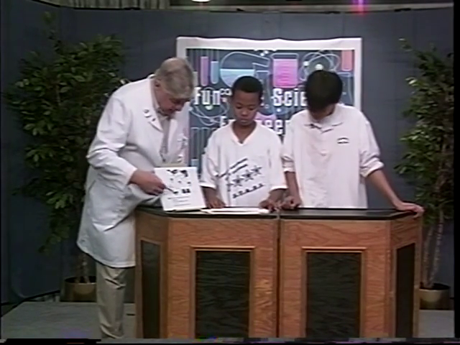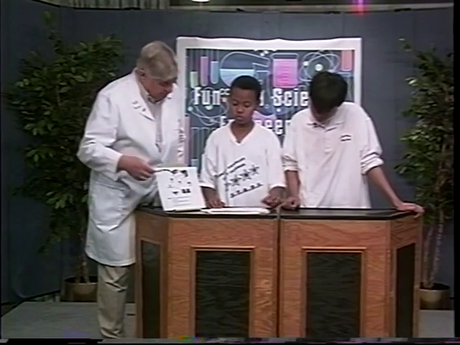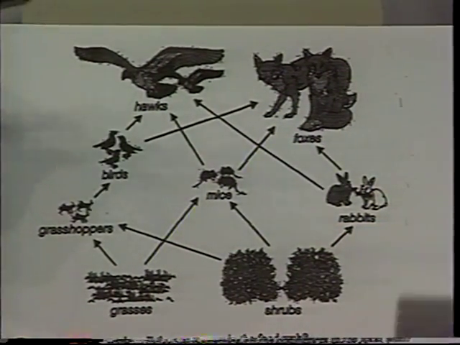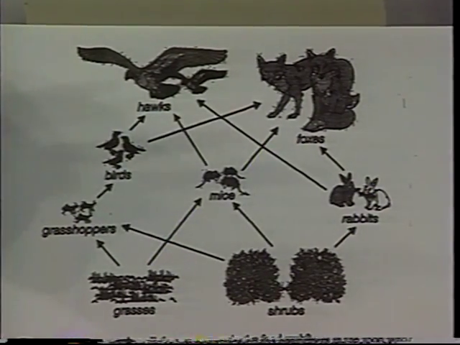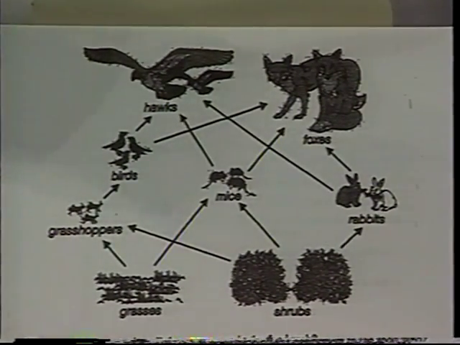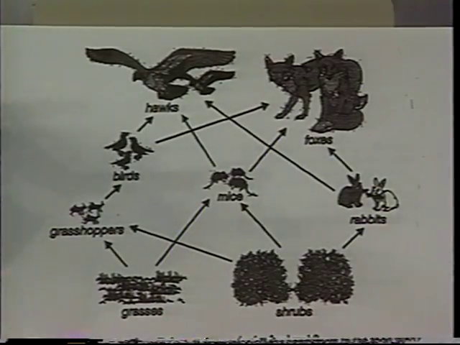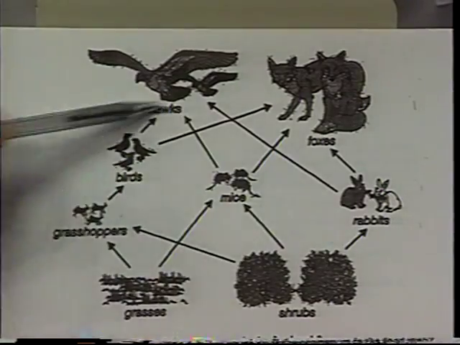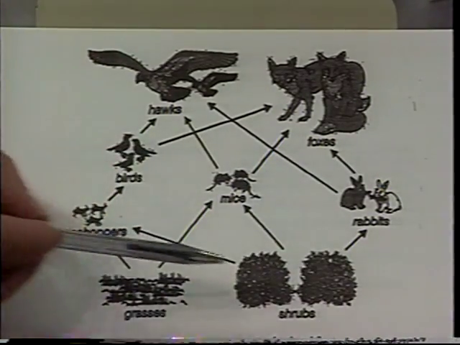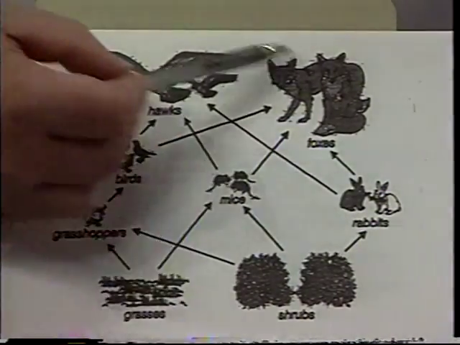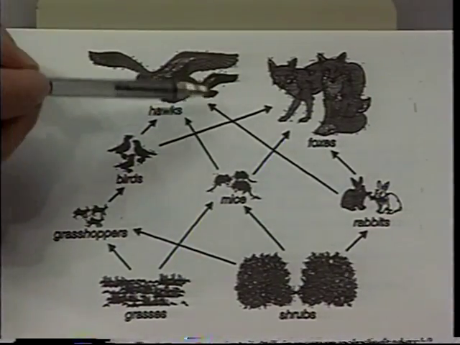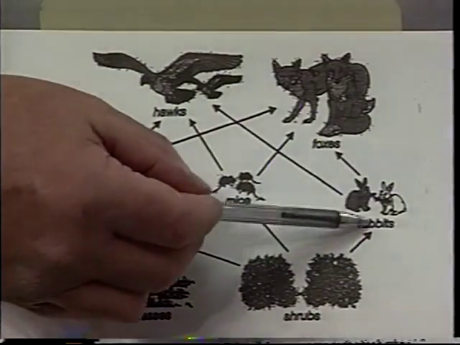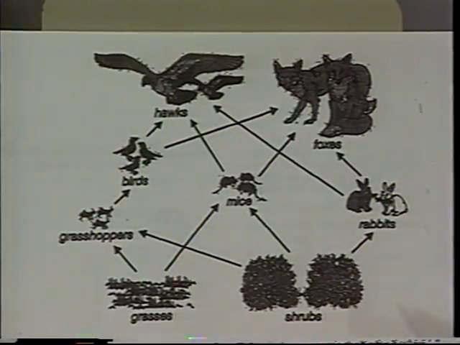The grasses and the shrubs in our little food web are not consumers. They're producers, right? And all plants are producers, because they make their own food through photosynthesis. So everything here is dependent upon the grasses and shrubs. If they don't consume the grasses and the shrubs directly, they consume something that depends on the grasses and shrubs.